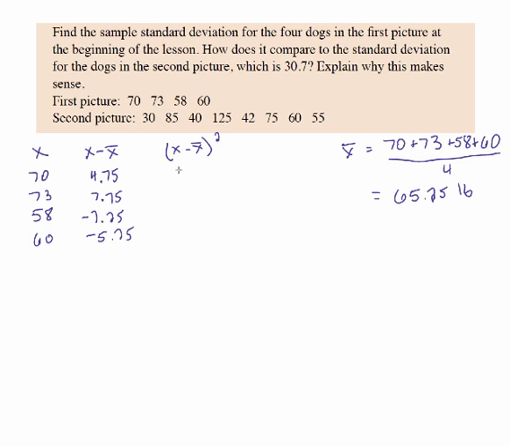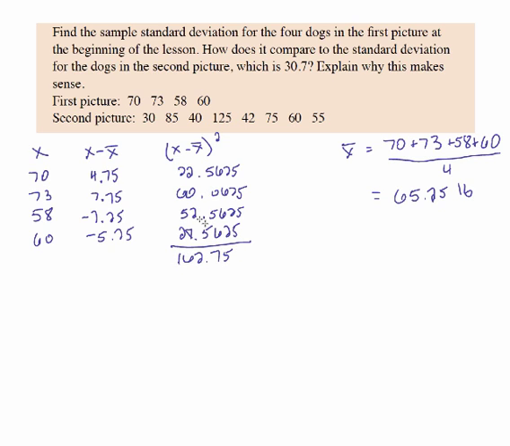So 4.75 squared is 22.5625. 7.75 squared is 60.0625. Negative 7.25 squared is 52.5625. And negative 5.25 squared is 27.5625. Now I'm going to add all these results, and that works out to be 162.75.